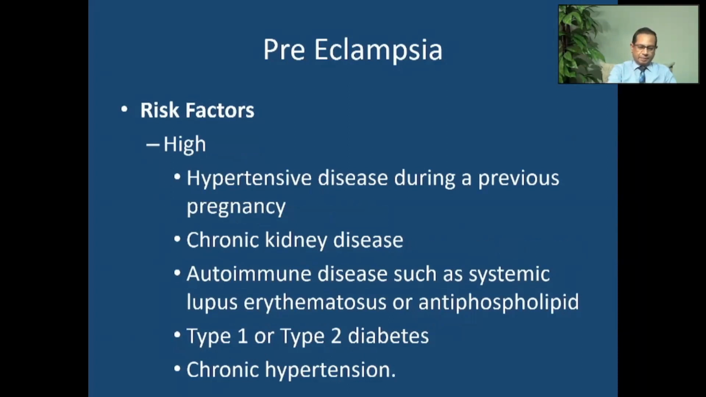When it comes to preeclampsia with high risk factors, the high risk factors are hypertensive disease during a previous pregnancy, chronic kidney disease, autoimmune disease such as SLE, that is systemic lupus erythematosus, or antiphospholipid syndrome, type 1 or type 2 diabetes, and chronic hypertension. So those are considered high risk for developing preeclampsia.